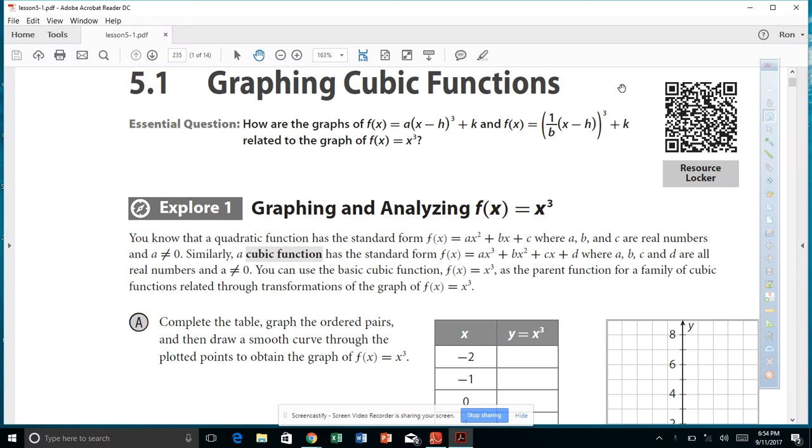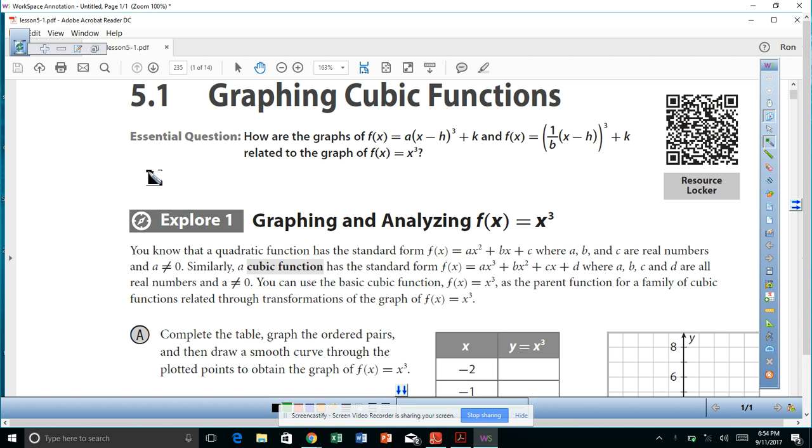Lesson 5.1, Graphing Cubic Functions. Essential question: How are the graphs of f of x equals a times (x minus h) cubed plus k and f of x equals 1 over b times (x minus h) cubed plus k related to the graph of f of x equals x cubed?